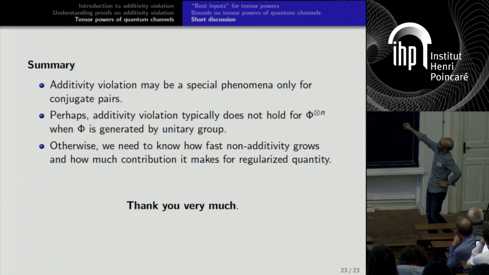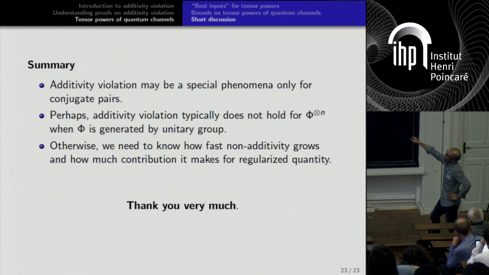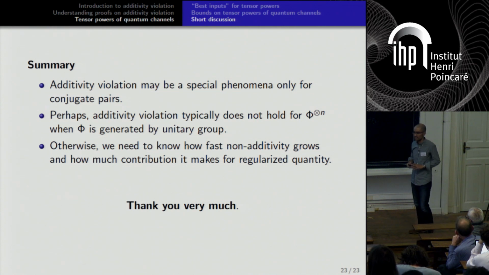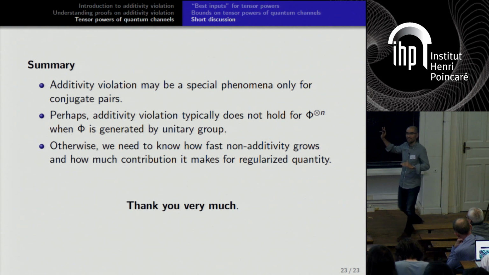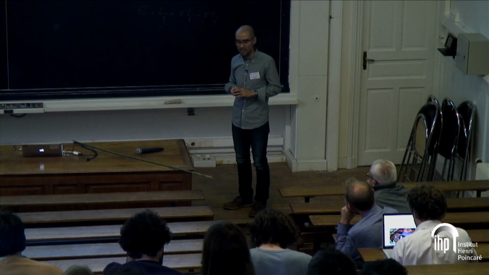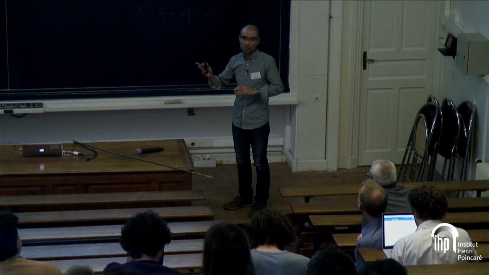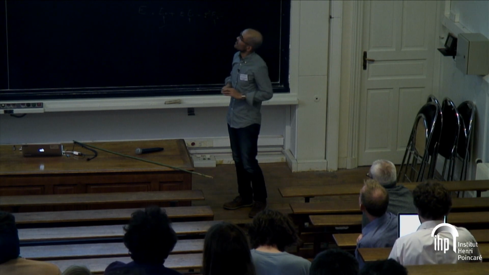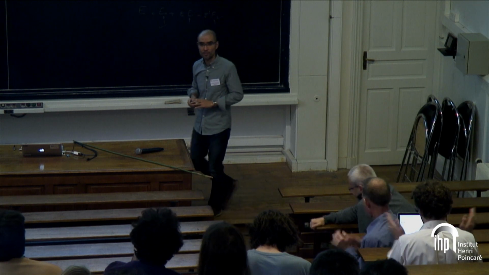This is our conjecture. Otherwise, somehow we have to show that this additivity violation survives. For additivity violation to be true, somehow it must survive for tensor structures. I mean, as we make a higher tensor, the violation should be larger, to have a violation for the regularized quantity. So this is the summary, and thank you very much for your patience.